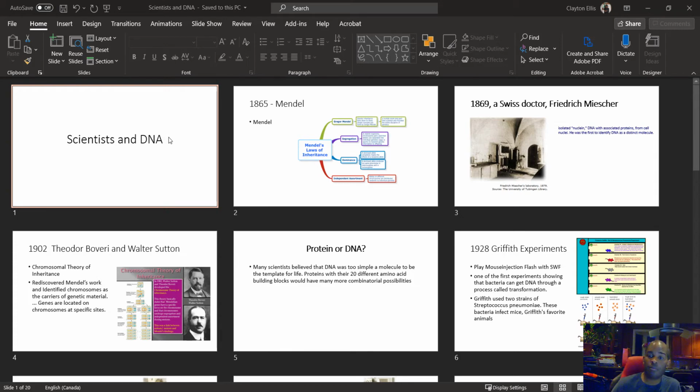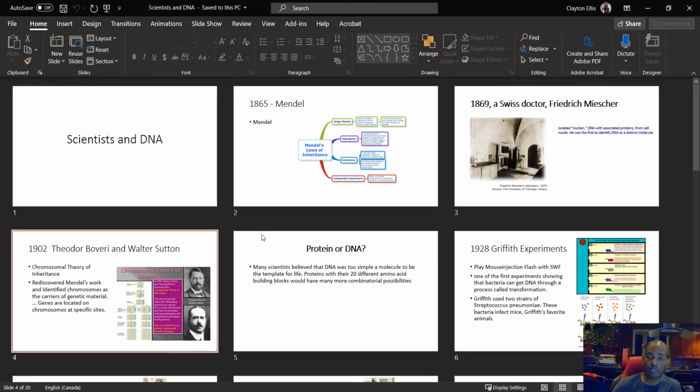And you should be able to tell me the series of scientists who've contributed genetic knowledge to bring us to the point that we are at now. So it starts in 1865 with Mendel, which we talk about in grade 11 biology, and then each slide here talks about a different scientist.